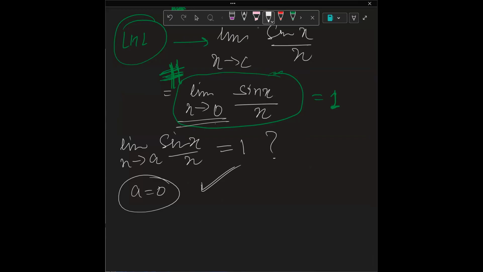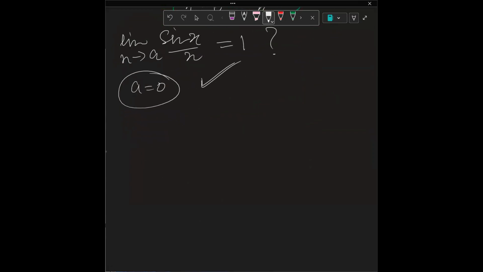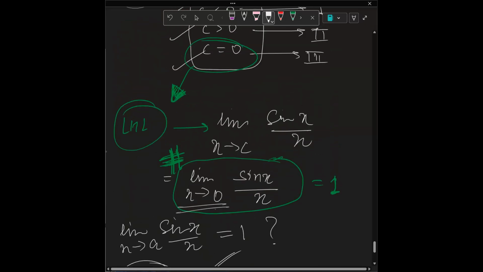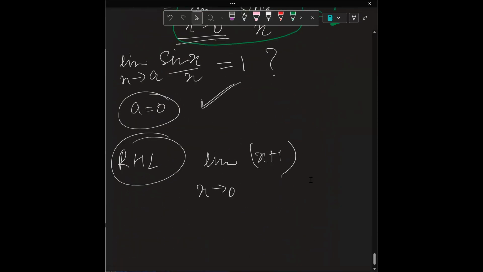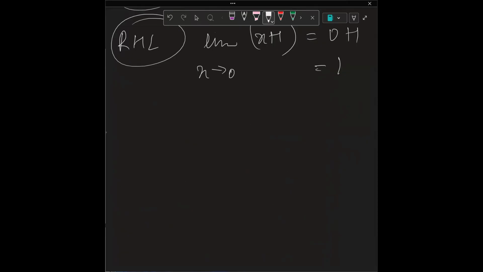Yes, sir. So now your LHL is 1. Let's see about your RHL. So what was your RHL? Limit x tending to 0 of x plus 1. This was your RHL. See here, x plus 1. So what you have to do? You have to just substitute the value of x, that is 0 plus 1. This is 1.